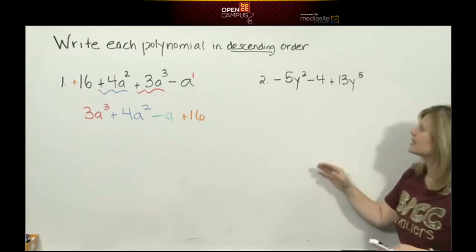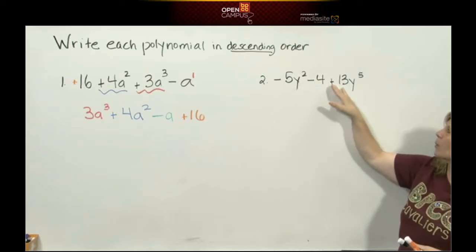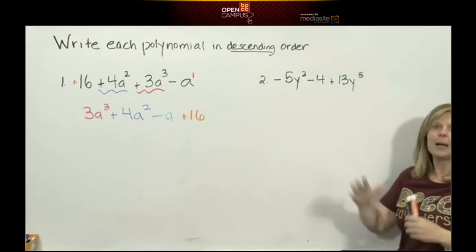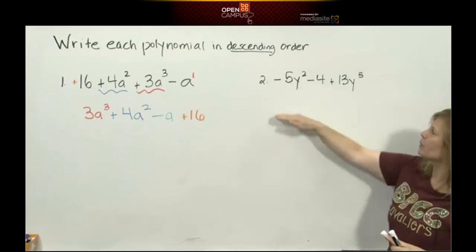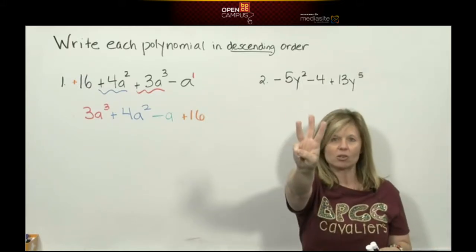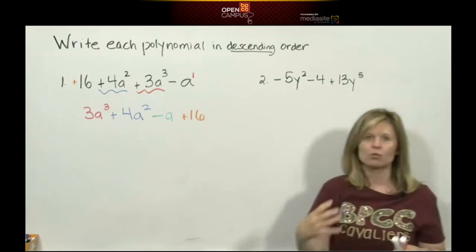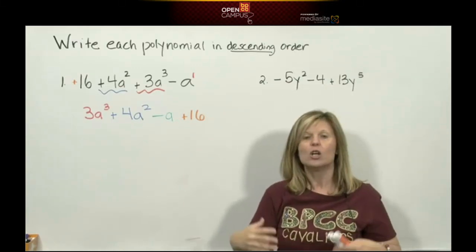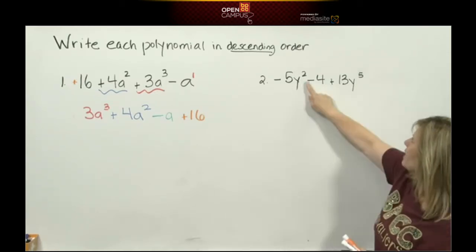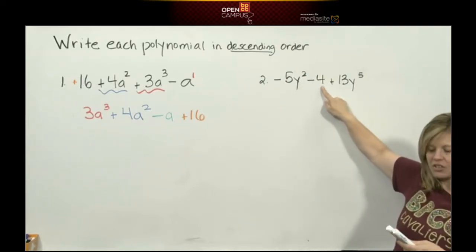All right, let's look at our last example here. Negative 5y squared minus 4 plus 13y to the 5th. Again, if you look, I have a polynomial. Now this polynomial has 1, 2, 3 terms. So what is it called? That's right, it's called a trinomial, for 3. We have to have these terms written in the correct descending order. So we're looking at the exponents on the variable. So if you look, we have an exponent of 2. We do not have an exponent at all because this is our constant, 4.